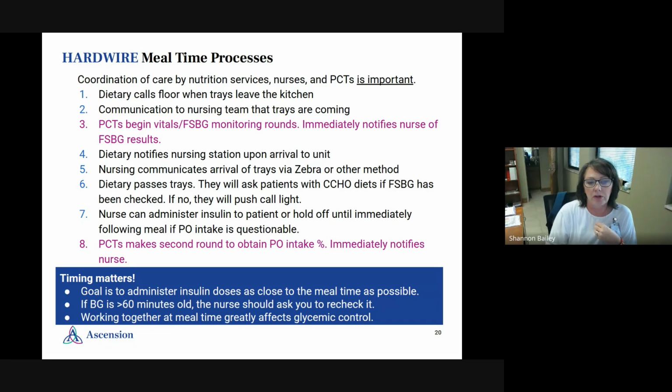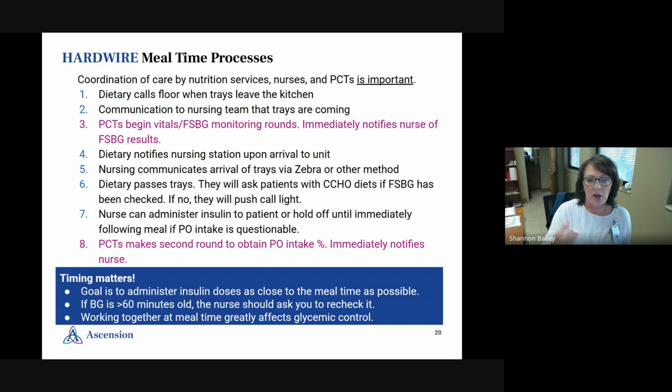Dietary then is also going to notify the nursing station once they get up to the unit, because some of the units, when the cart shows up, you don't even know that they're there because they're down the hall and it's not seen by the main nursing station.